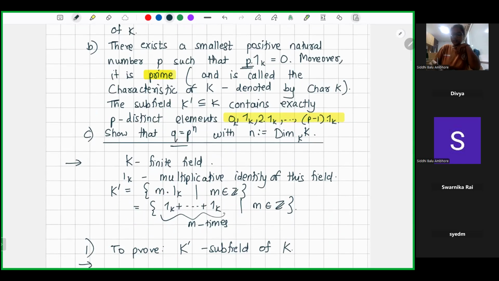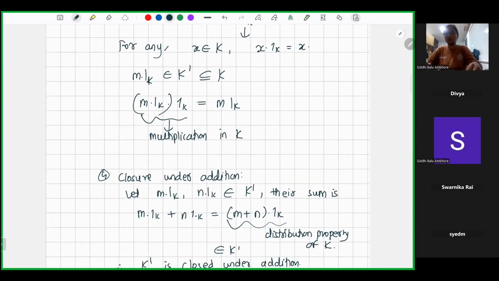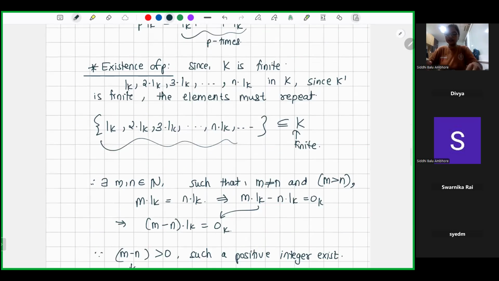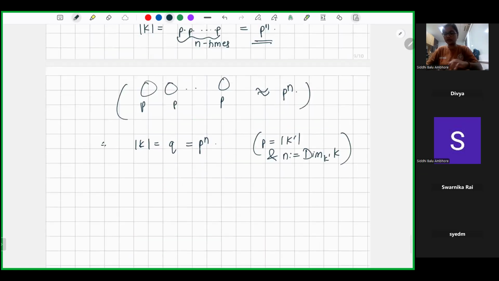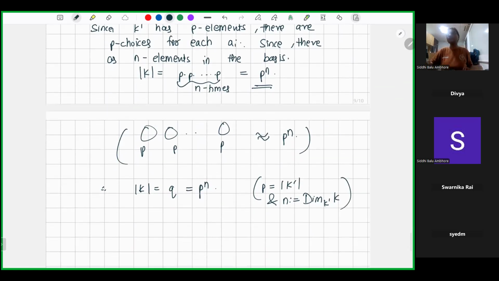So Q is this P power N, and N was the dimension of K as a K dash vector space. So any doubts here? Yes, it's the counting rule. This P power N which we got here is actually obtained by the counting rule. I hope it's clear.